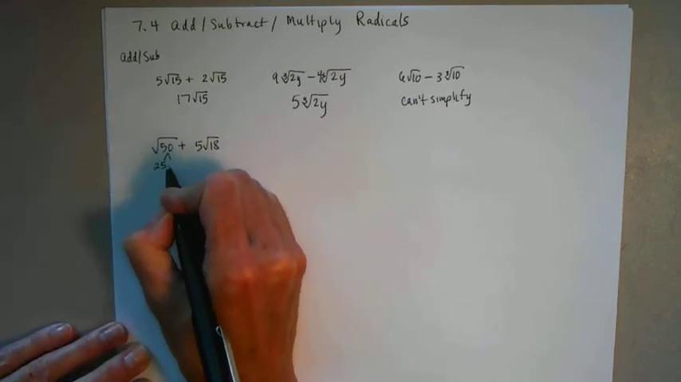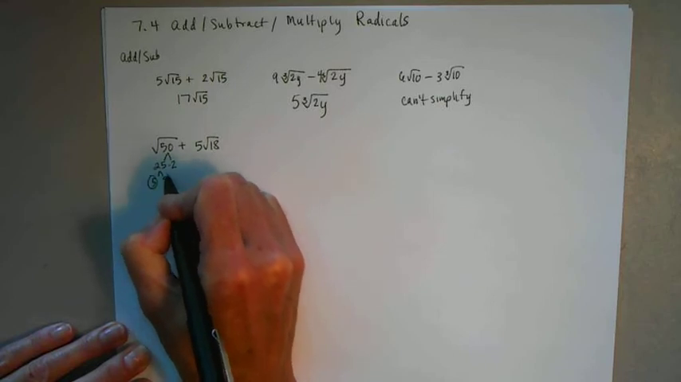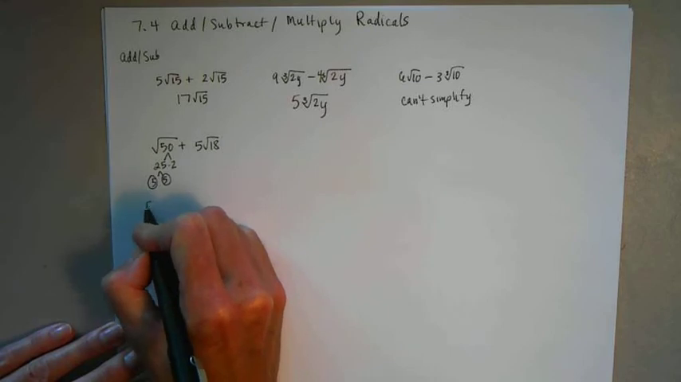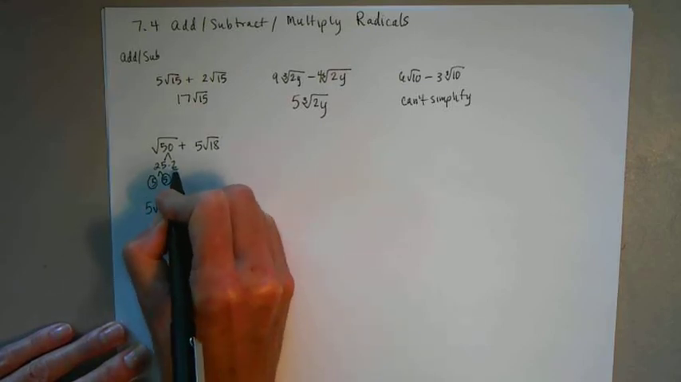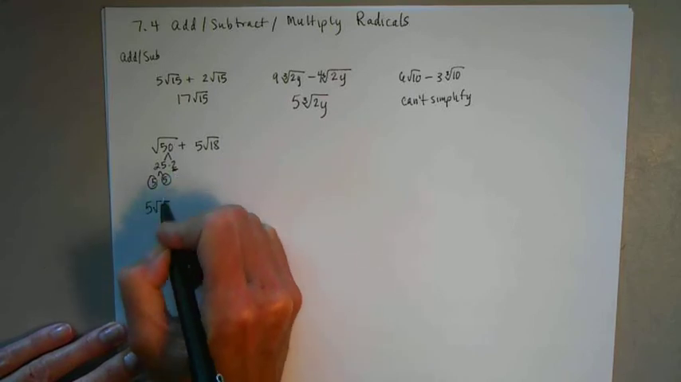25 times 2, which we know is 5 times 5. So there are 2 5s, and since it's a square root, I can take that out because there are 2 of them, and square is 2, and left inside is that 2.